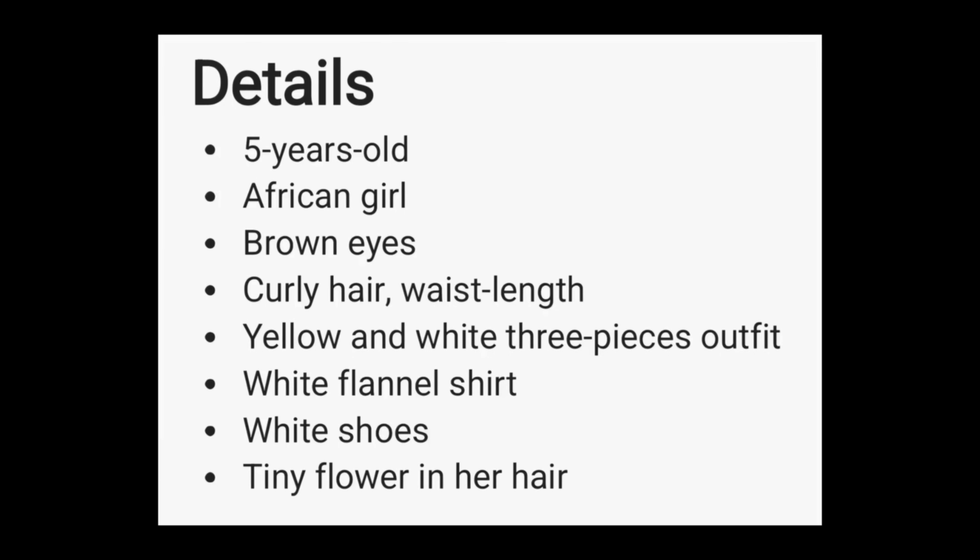Here are some tips. When putting in your prompt, be sure you mention the age of the character, the nationality of the character. You can also include the color of the eyes, the hair length or the style of the hair. Explain and detail the kind of outfit you want. Over here I'm going ahead with a detailed explanation like yellow and white 3-piece outfit, white flannel shirt, white shoes, and a tiny flower in her hair. So let us go ahead and put in this prompt in ChatGPT.